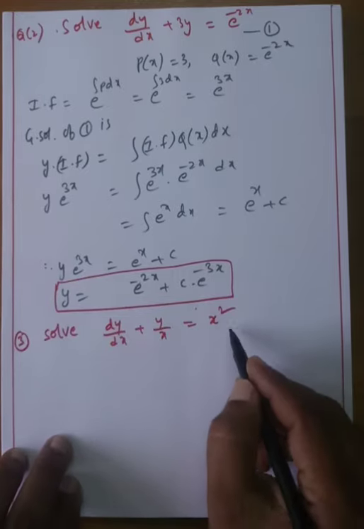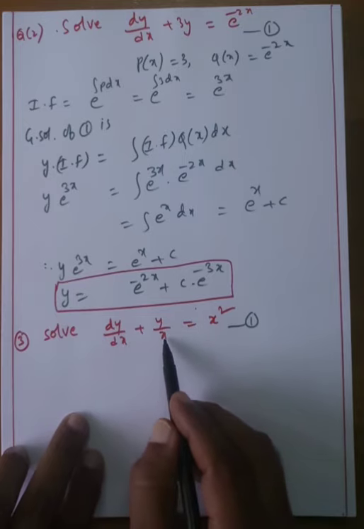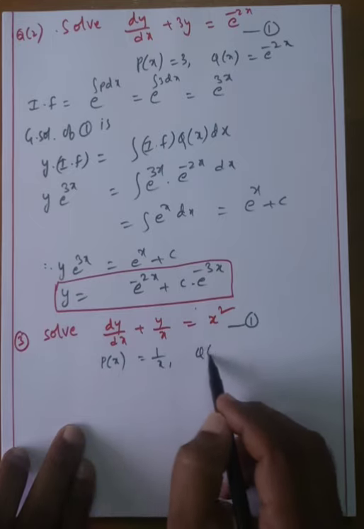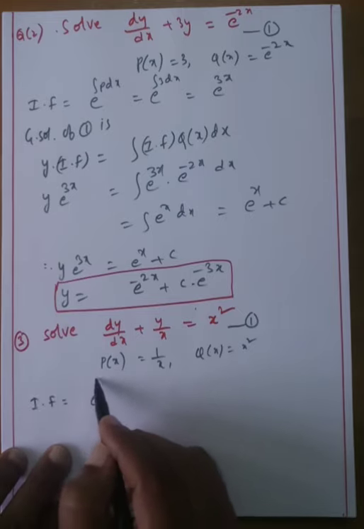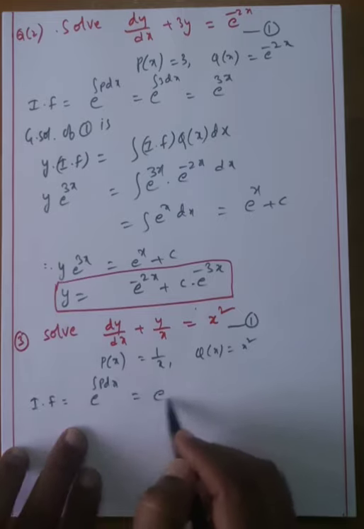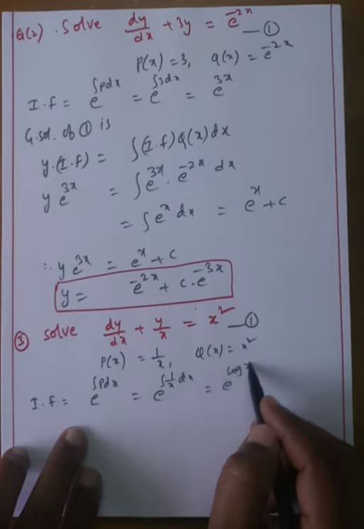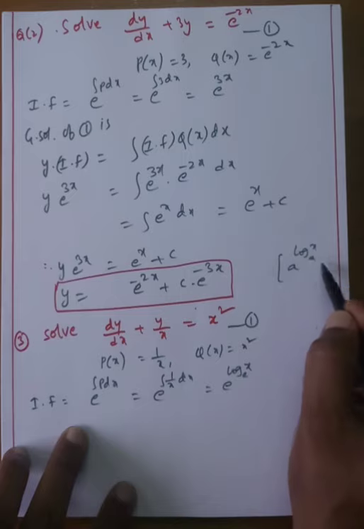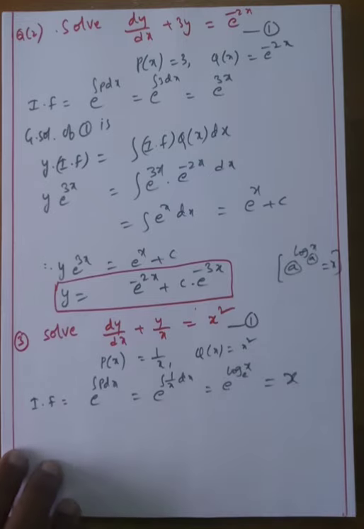Next, my dear students, the given equation is equation 1. Here the coefficient of y is 1 by x, that is P of x. P of x is equal to 1 by x, Q of x is equal to x square. Now find the integrating factor. Integrating factor equals e power integral of P dx, e power integral of 1 by x dx, e power log x base e. Already explained the formula: a power log x base a. Here the bases are equal, so the answer is x. Integrating factor is equal to x.